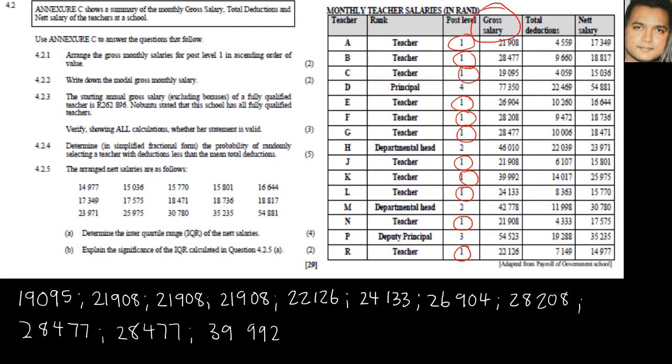39,992. A good double check is to see we have 1, 2, 3, 4, 5, 6, 7, 8, 9, 10, 11 circles on the red circles that I've indicated. So there must be 11 numbers that appear at the bottom. 1, 2, 3, 4, 5, 6, 7, 8, 9, 10, and 11. So we have made sure we checked that we didn't miss out any numbers.